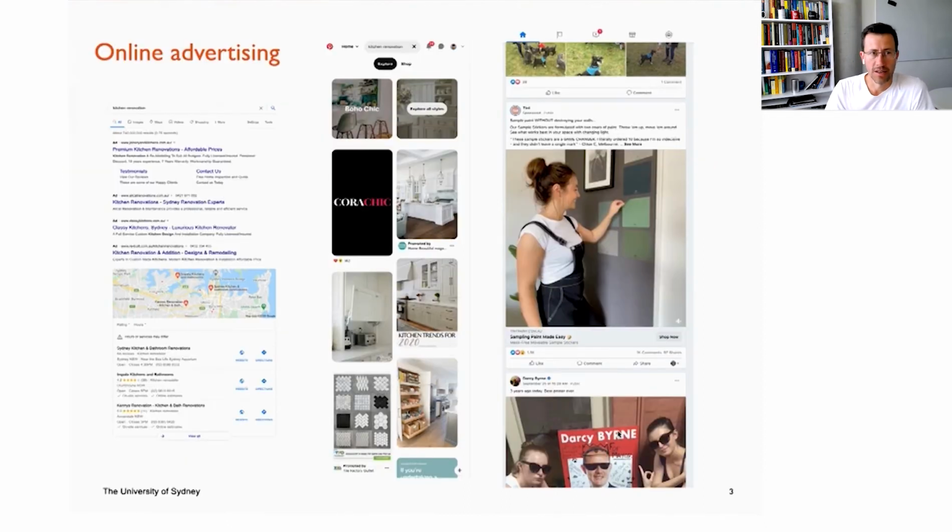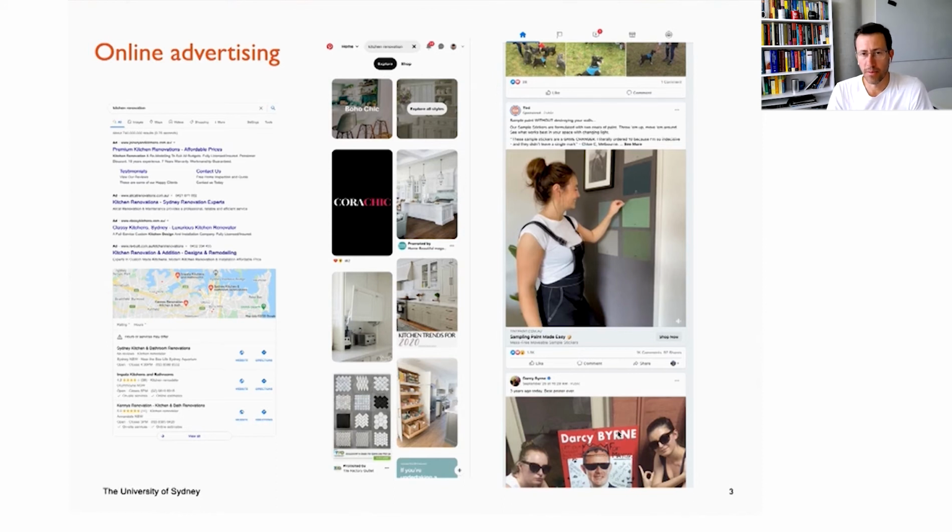So I don't need to tell you that online advertising is what powers the internet. And we have three examples here. Your typical Google search ads, where you have a couple of slots at the top of the search results, and then the search results afterwards. This is just a query for kitchen renovation. And this is a Pinterest feed, also for the same keywords, where you have pin boards, and interspersed with that, you have paid ads. So there's one here and there's one there.